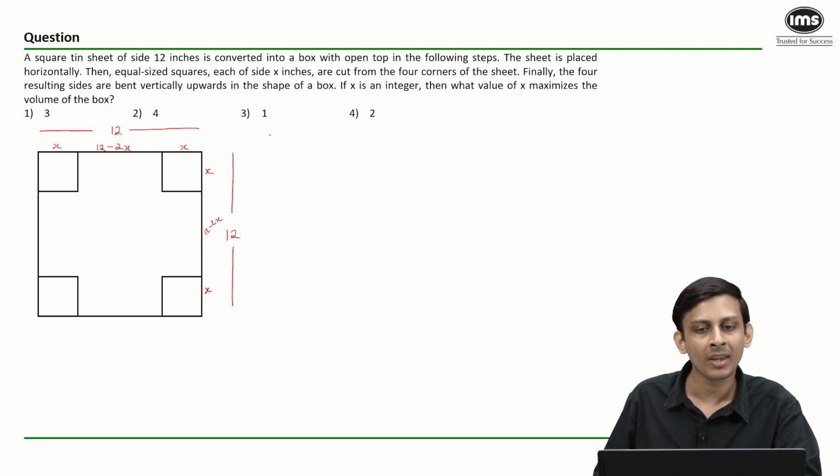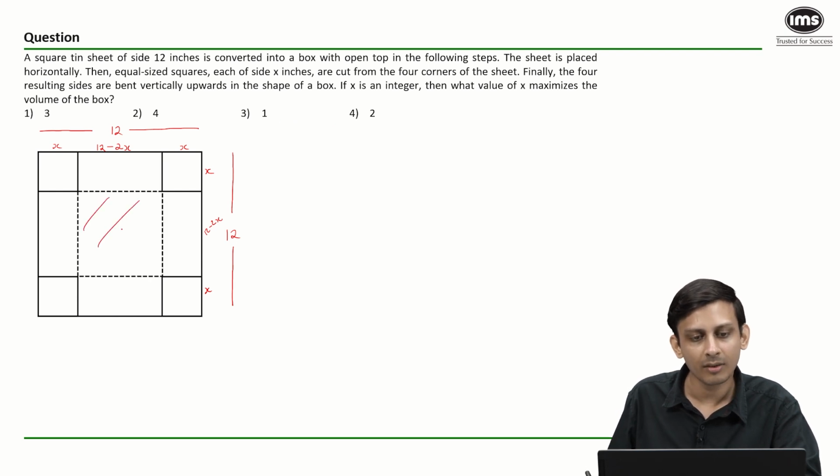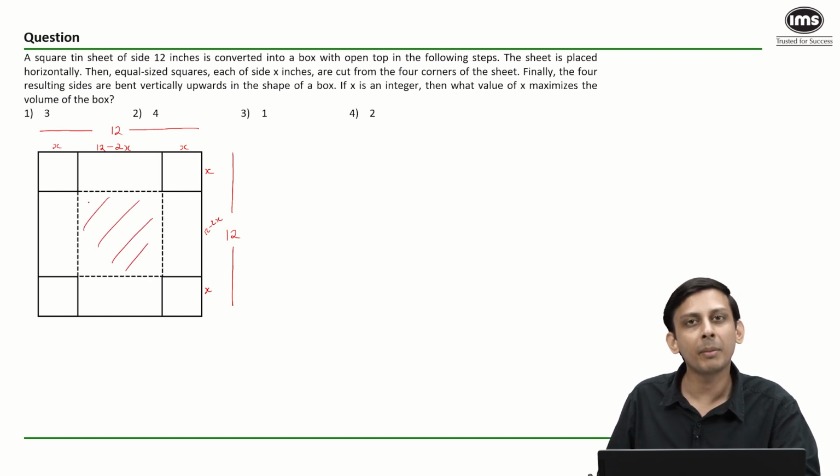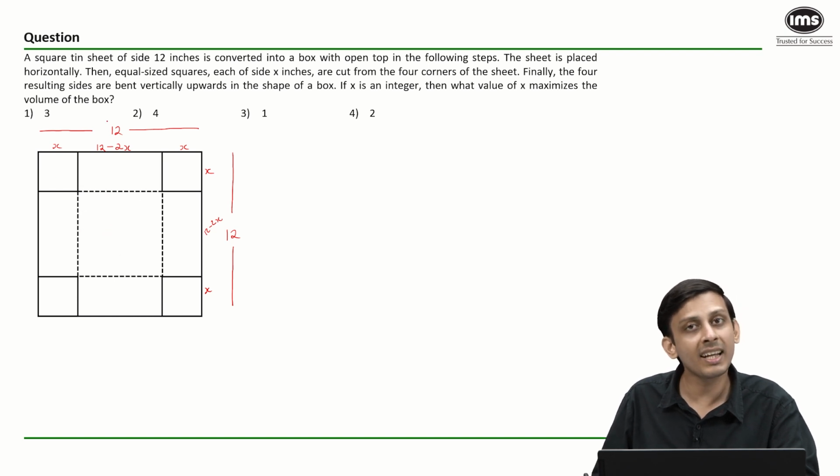Okay, so now, how are we forming the box? If we look at this part of the figure, this part will become the base of the box, the bottom of the box. And remember, we are cutting away the corners. So imagine that the 4 smaller squares at the corners are removed. They have been cut away.